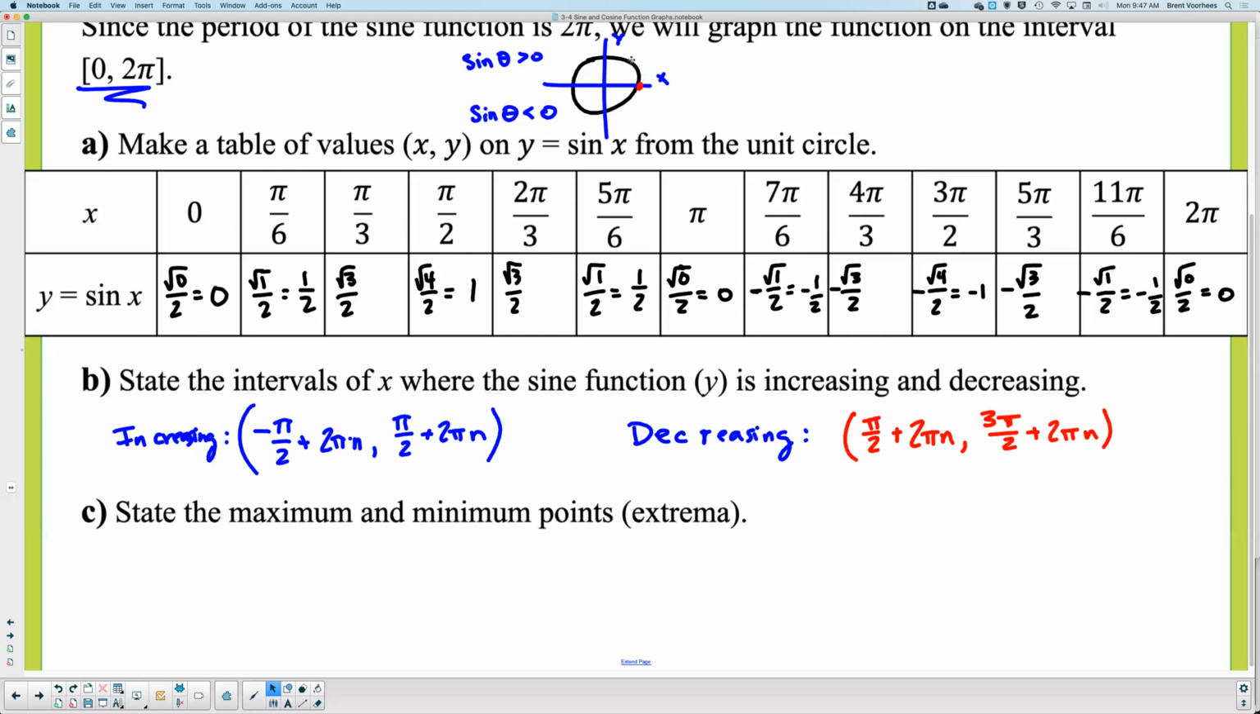If you wanted to look at this problem and it increased originally from 0 to pi over 2, then this area, it decreased. And then we start increasing again if you only wanted to look at these values. Now tell me about this.